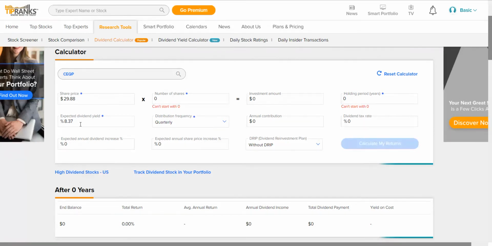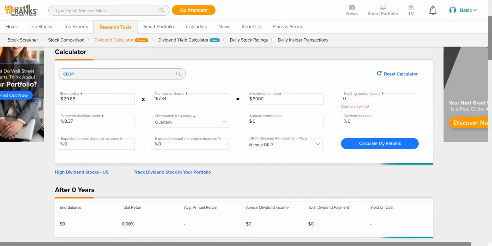So I'm going to go through this step by step. Let's say for these illustration purposes, we only have $5,000 that we can invest. So right over here where it says the investment amount, you will just enter $5,000. And this will automatically calculate for you how many shares you can purchase with the initial $5,000. So you can see with $5,000, we can purchase 167 shares.